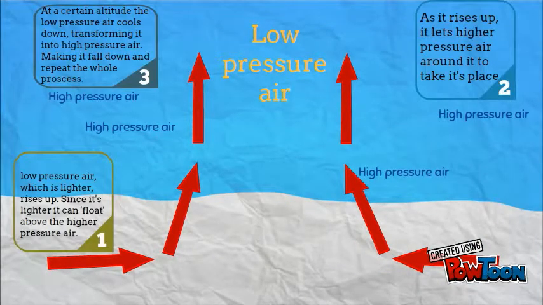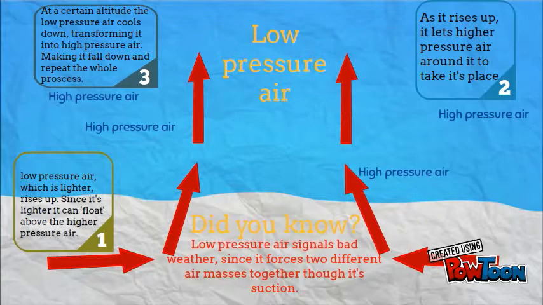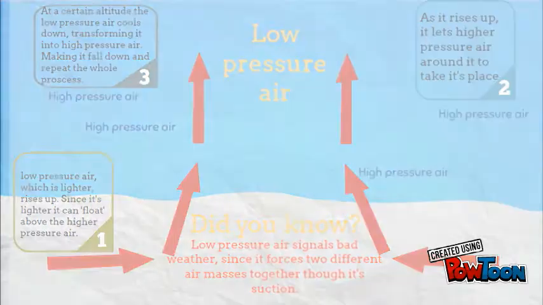Low pressure air. Low pressure air from the ground rises up, and then the high pressure air below it takes its place. After that, when it gets high enough, it cools down and falls down and repeats the whole process.